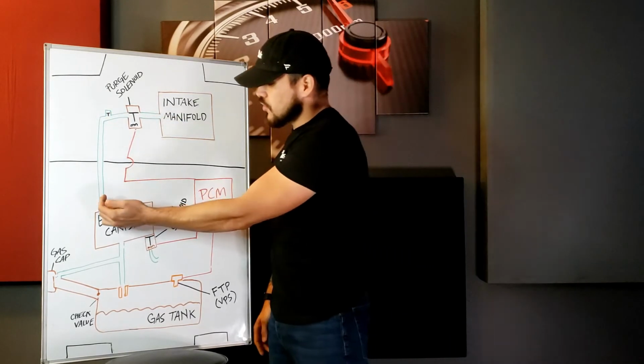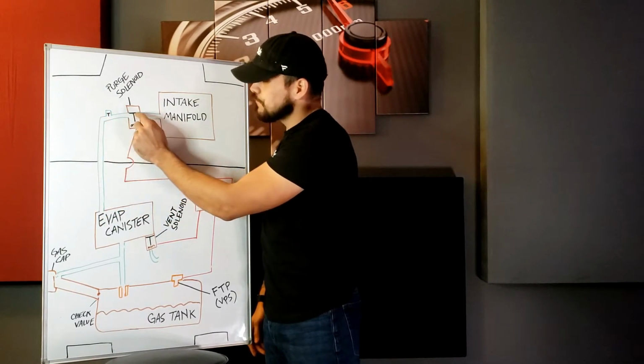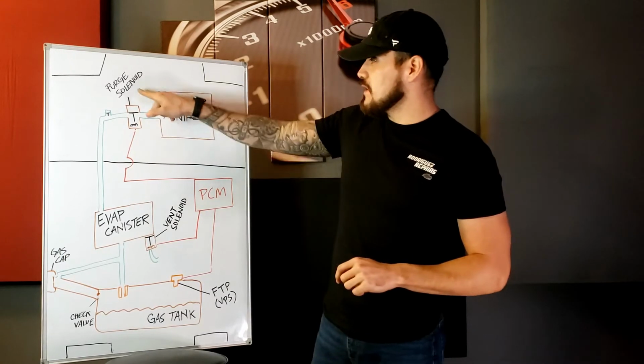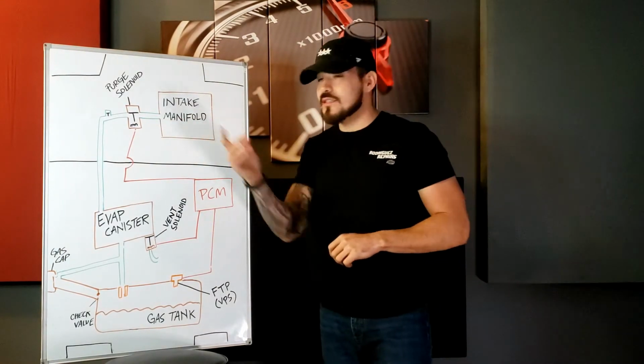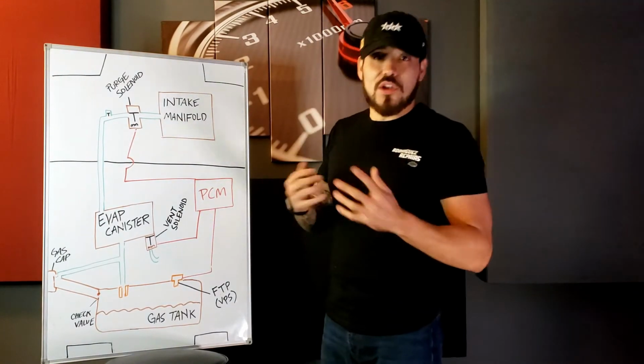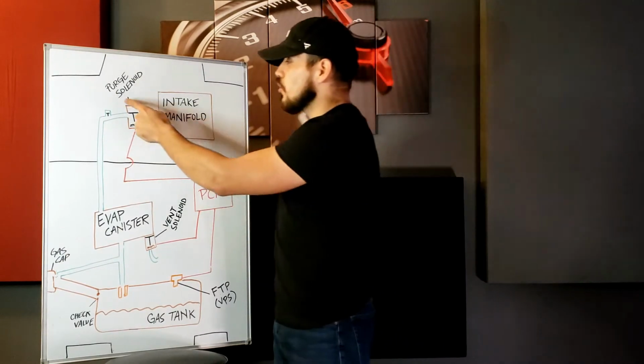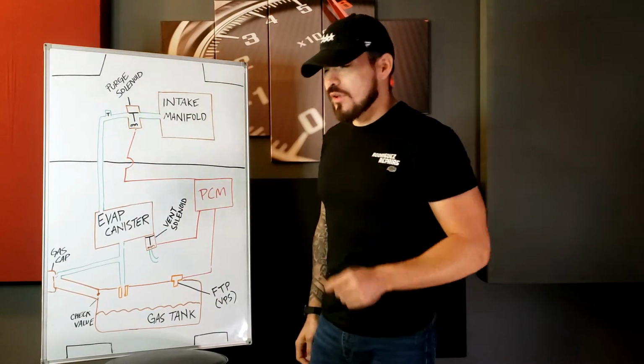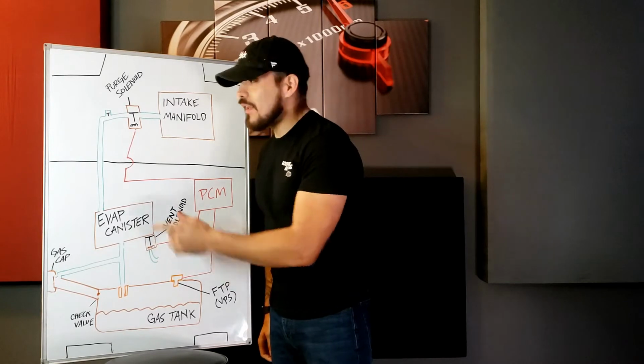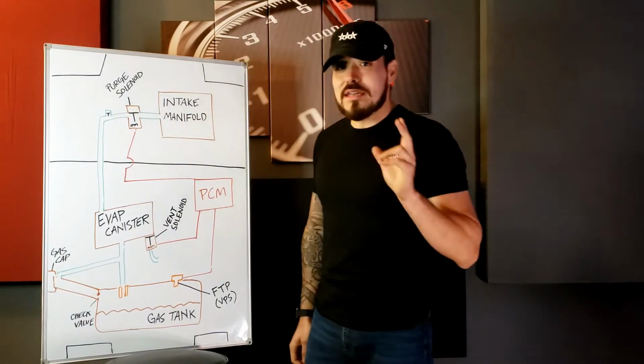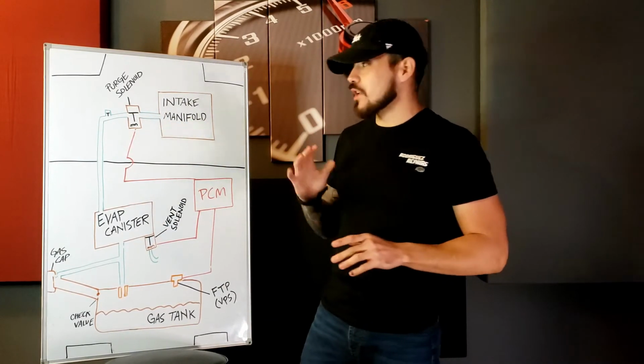So the fumes are traveling, and now we have another solenoid. This is the purge solenoid, and hence the term purge, get rid of, right? The purge solenoid is normally closed. Unlike the vent solenoid that's normally open, the purge solenoid is normally closed, so its rest position is closed.